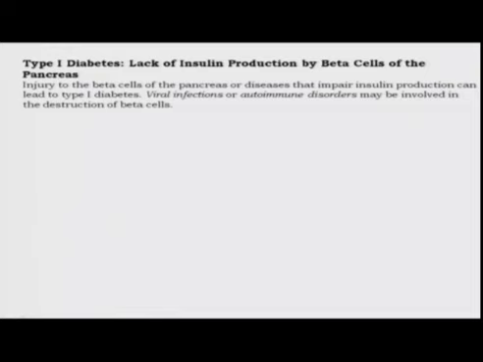Type 1 diabetes can be produced either if you have viral infections or autoimmune disorders, where your own immune system attacks the pancreas and destroys the beta cells. So, this can lead to a decrease in production of insulin, which can lead to type 1 diabetes.